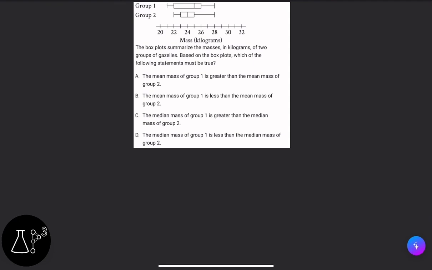Okay, let's do a question about the median. The box plots summarize the masses in kilograms of 2 groups of glaciers. Based on the box plots, which of the following statements must be true? Now, we're given 2 things: group 1 and group 2 and the distribution of their mass. What can we conclude?